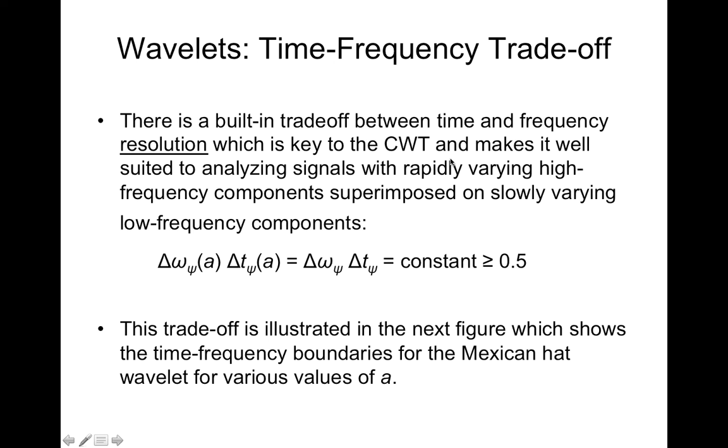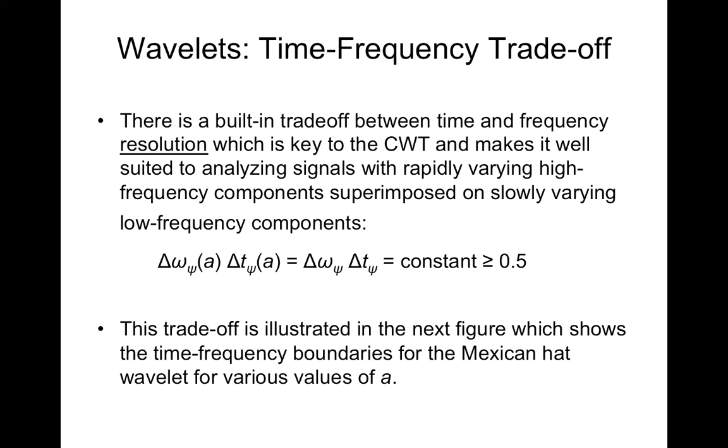So in wavelets, there is a time frequency trade-off. Just because of the basic uncertainty principle, we're going to get either good resolution in the time domain or in the frequency domain. And so what we find is that the uncertainty in time and the uncertainty in frequency is a constant, and that constant is greater than or equal to 0.5.